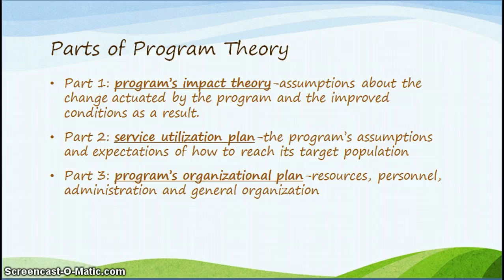The utilization plan is the assumptions and expectations of how to reach the target population. So remember we were talking about the example of battered women. Our target population are women either being abused or are susceptible to being abused, right? And our impact theory is to get rid of women being abused. Part three is the organizational plan, and it's the nitty-gritty, the resources, personnel, administration, and general organization of your program that needs to happen for your impact theory to really come true.